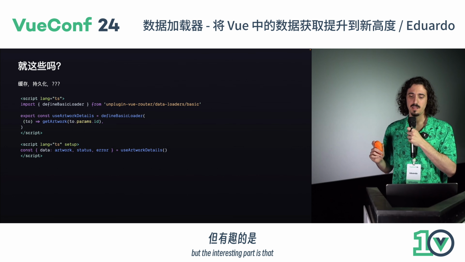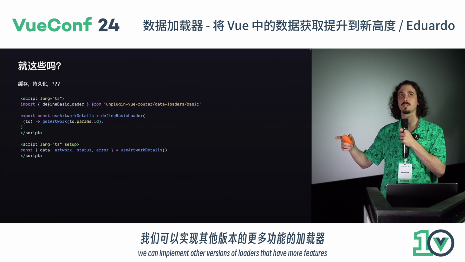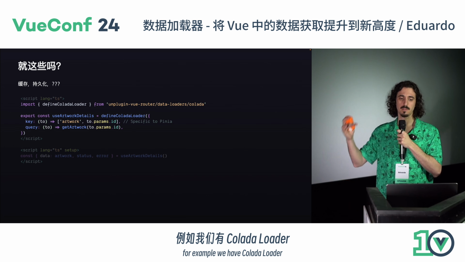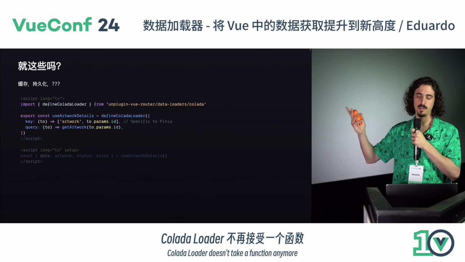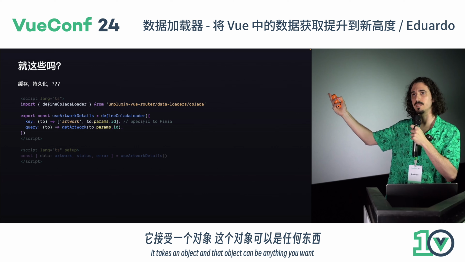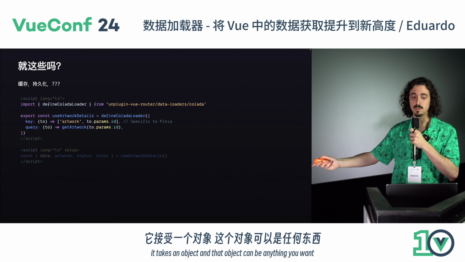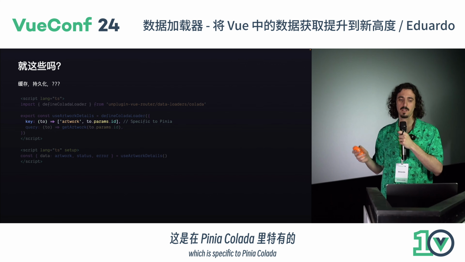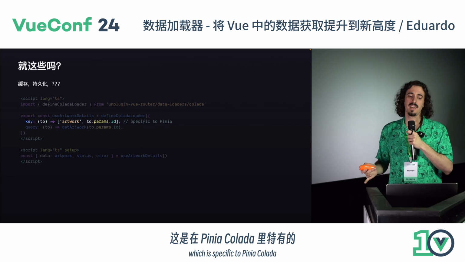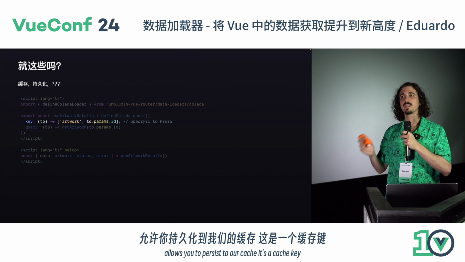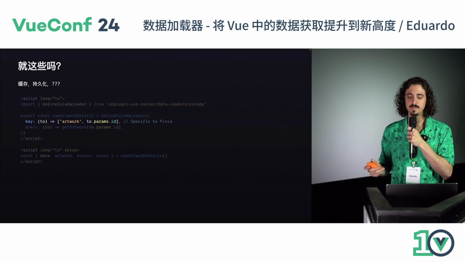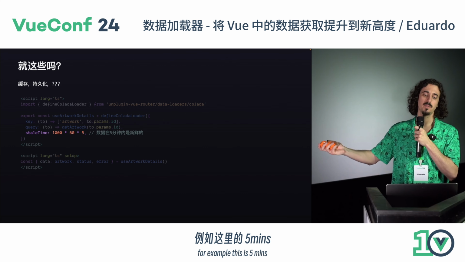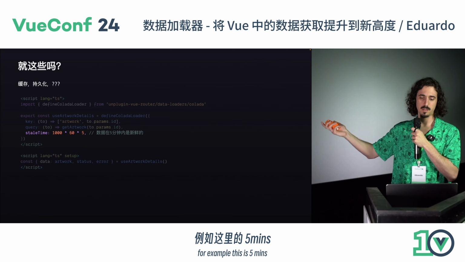But the interesting part is that we can implement other versions of loaders that have more features. For example, we have Colada loader. Colada loader doesn't take a function anymore. It takes an object, and that object can be anything you want. In this case, you have a key, for example, which is specific to Pinia Colada, not just Pinia. It allows you to persist to a cache. It's a cache key. And then we can add things like a stale time. So for example, this is 5 minutes.